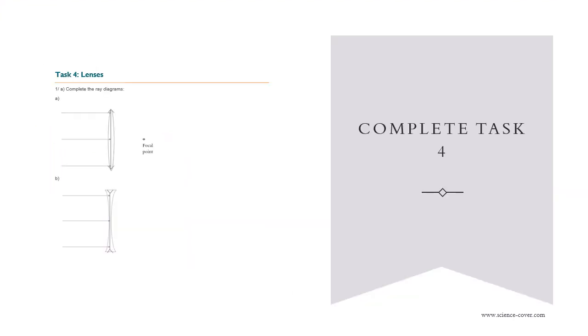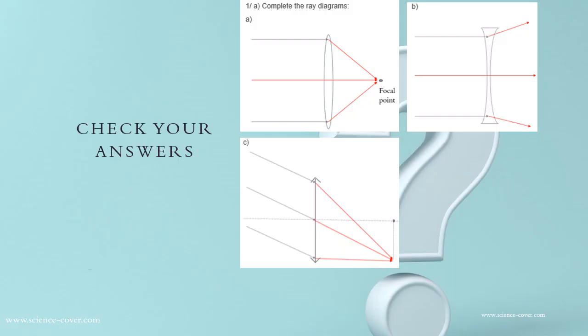Pause the video and complete task 4. Let's check our answers. Question 1a. The three rays of light will all bend and converge at a focal point. In 1b, the three rays of light will diverge and move out from the centre of the lens. In 1c, the three rays of light will converge to a point below the focal point on the principal axis.